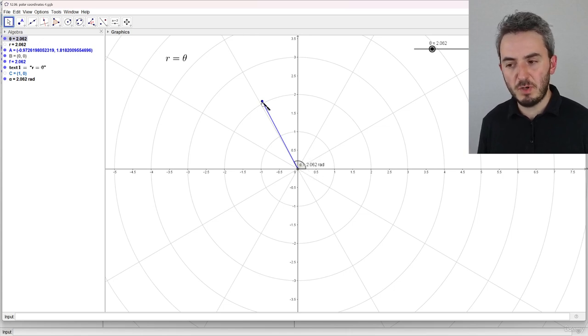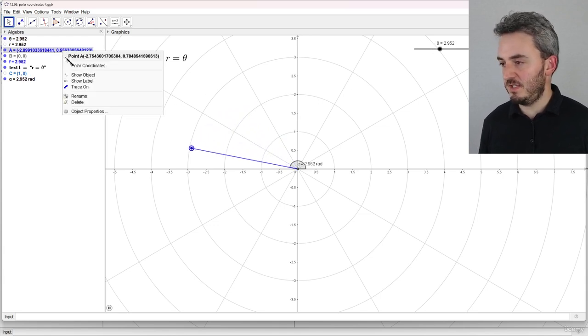So how do we plot this point? We would simply measure an angle of just over 2 radians round from the x-axis and then draw a line out, or rather measure a distance out of just over 2. And as that angle increases, so the distance increases. Now, what shape is this making?